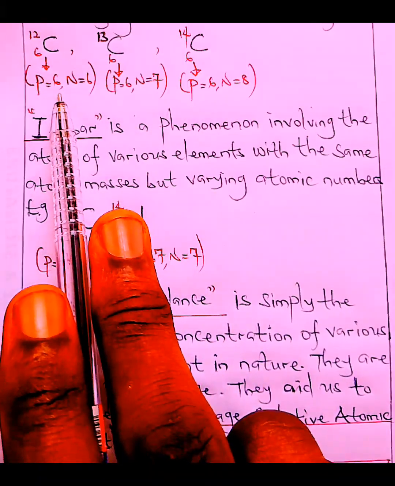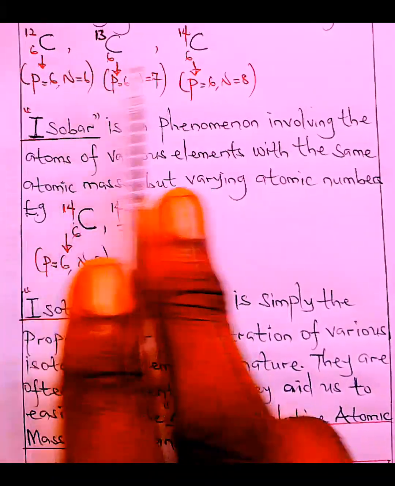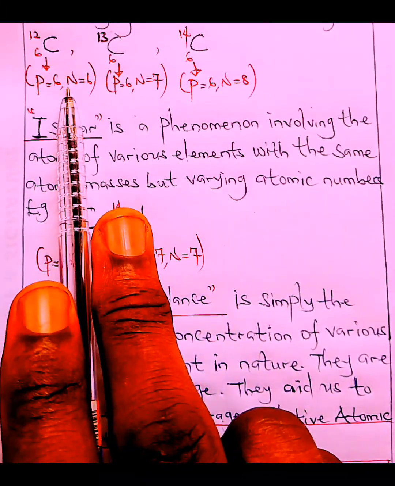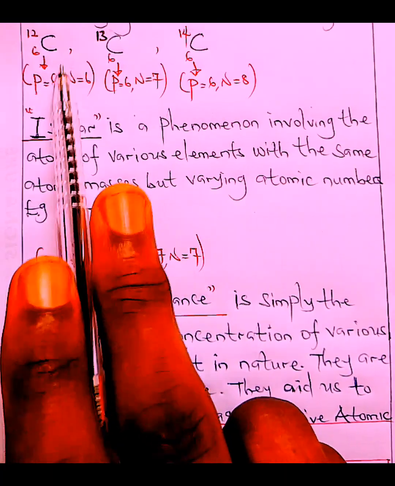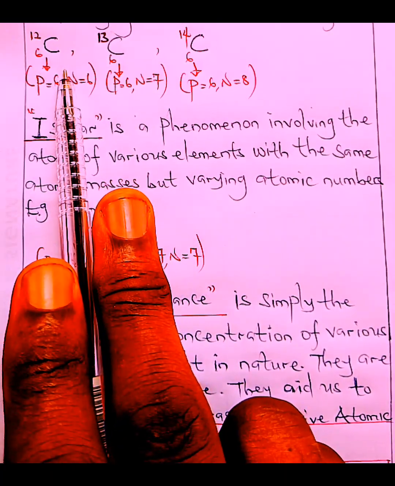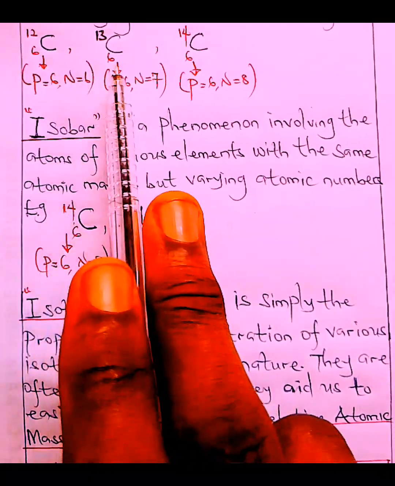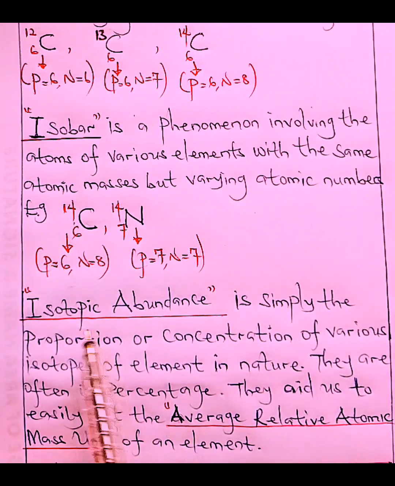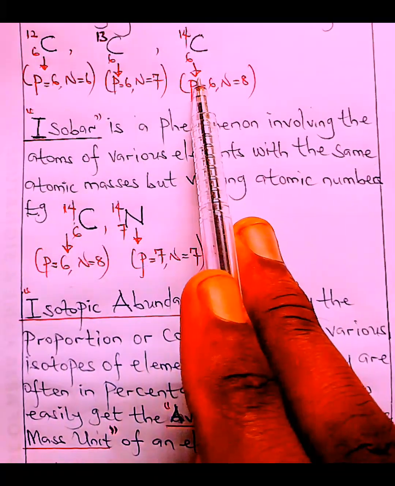Now, there's a major truth. All these various atoms of carbon, all those various samples of atoms of carbon, exist in varying degrees or varying percentages in nature. For example, carbon-12 is the most popular kind of carbon in nature. So we have a higher percentage of carbon-12 in nature compared to carbon-13 and carbon-14. So when we talk about isotopic abundance, we're talking about the proportion, or the percentage of existence, of each of these atoms of an element in nature.